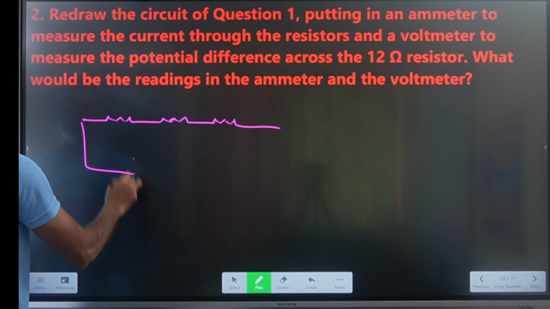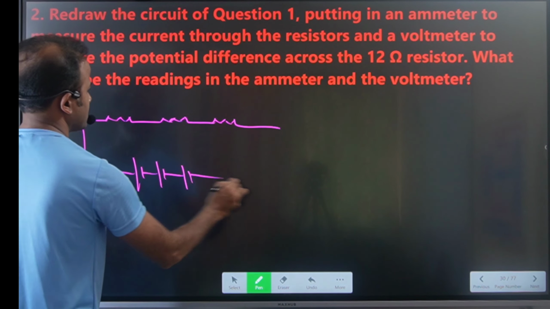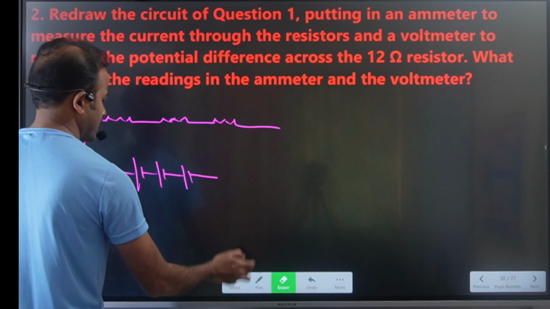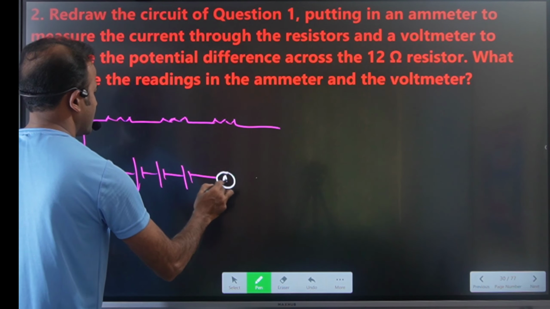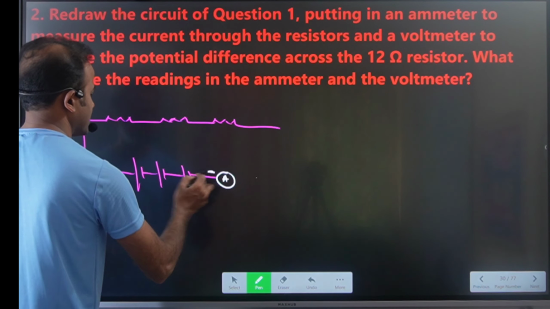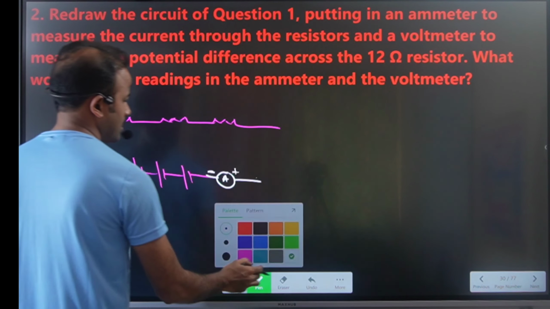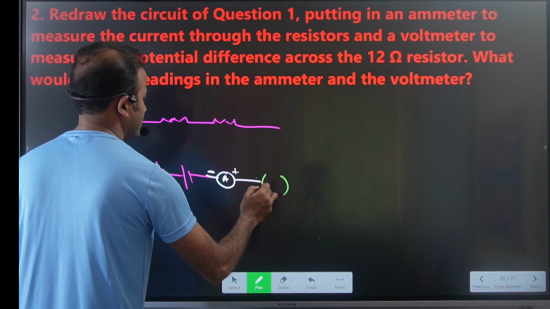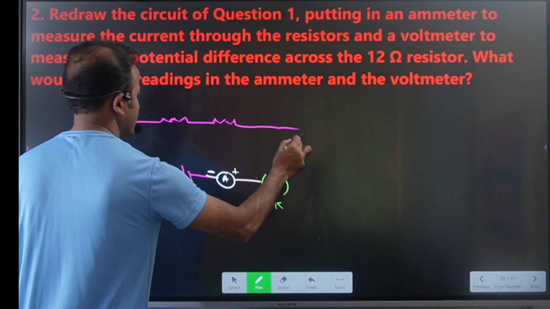Okay, this is a battery of cells of 2 volt each, and to this we are connecting one ammeter. Okay, this is the ammeter. So this side is attached to the negative terminal, this side is attached to the positive terminal, and also we have to connect one key to this circuit. Again you join this circuit with the wire.